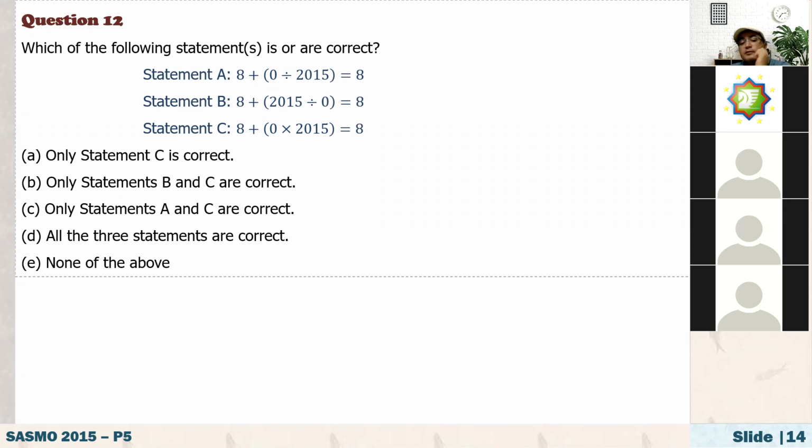Look at the statement. I think all are correct. Turan, can you divide 2015 by 0? No, we cannot divide any number by 0. Division by 0 is impossible. So that is wrong. And if you divide 0 by 2015, it is 0. 8 plus 0 is 8. That's correct. And 0 times 2015 is 0. 8 plus 0, that's correct. So which one? Only A and C. So the answer is C.